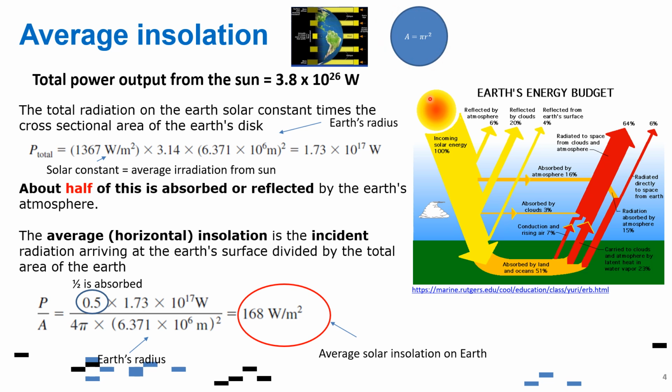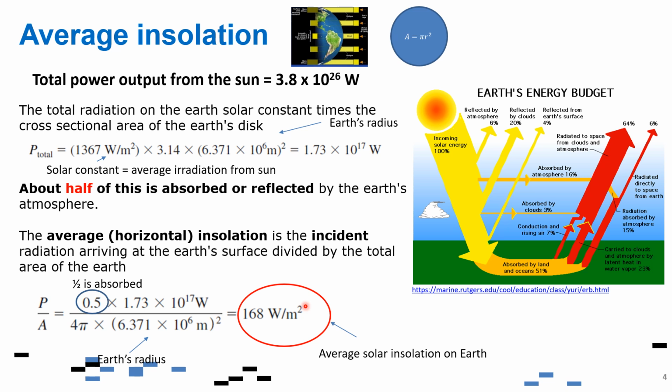The surface area of the Earth is around 4 pi r squared, right? So this is the surface area of the Earth. From here, the radius of the Earth is 6.37 times 10 to the 6, squared, times 4 pi. So we can have around 168 watts per square meter of average solar insolation on Earth. This average solar insolation takes into account even the time that the sun is not shining. So it considers nighttime as well as daytime.